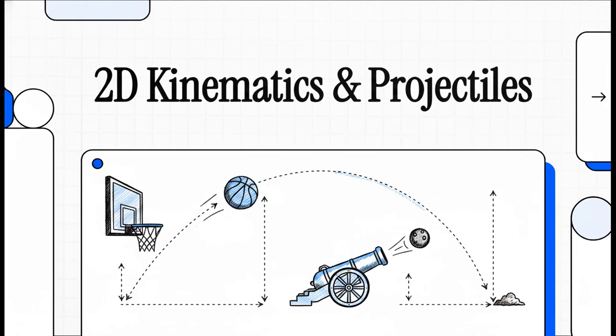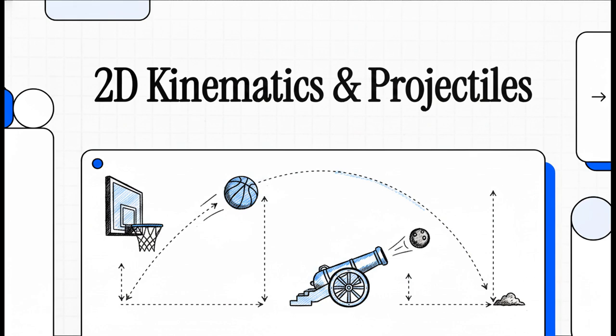Welcome to the explainer. If you've ever watched a beautifully arcing basketball shot, or, say, a golf ball just sailing down the fairway, or even a cannonball flying through the air, and kind of wondered how to mathematically predict exactly where it's going to land, well, you are in the perfect place.